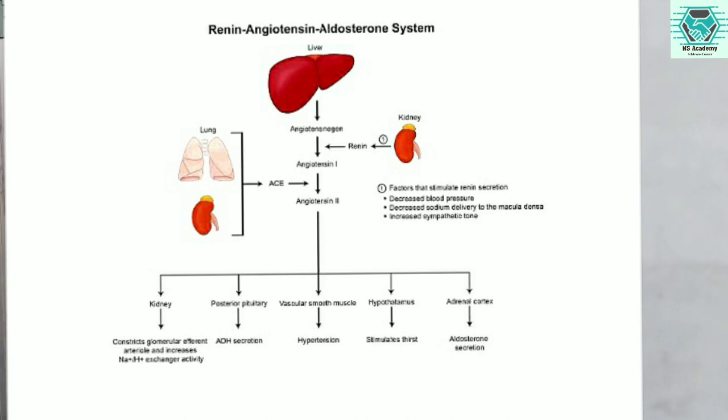Next, the vascular smooth muscle, where it causes hypertension, and the hypothalamus, where it stimulates the thirst center, and in the adrenal cortex it helps in the aldosterone secretion. What does aldosterone generally do? Aldosterone basically acts on the collecting tubule.